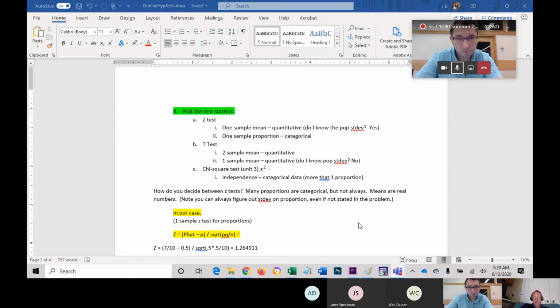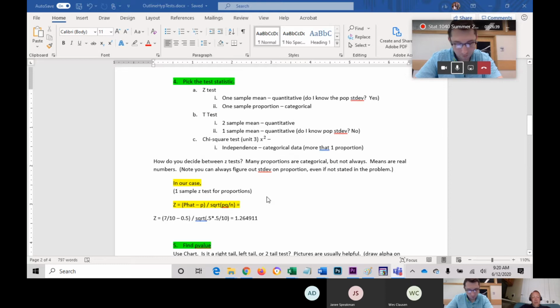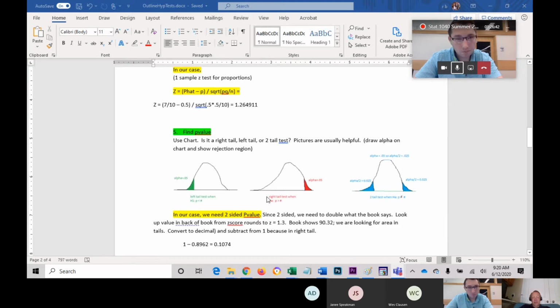Do you need more time? You got it, Easton? Yeah. Okay. We'll move on to the next one. Step number 5, find the p-value. In fact, you know what you should add there? Draw a picture of the normal, typically the normal distribution. So you got left tail, right tail, and two-tailed.